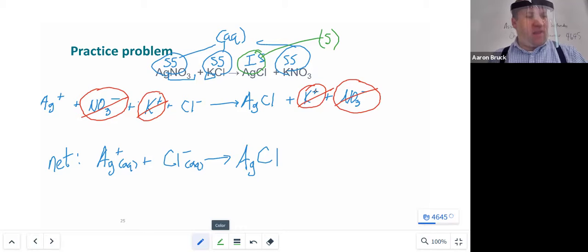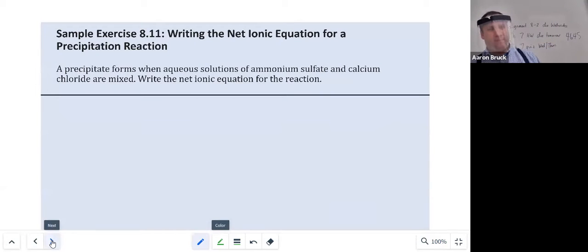All right, let's move on then. Let's try another one. Here we are told that a precipitate forms when aqueous solutions of ammonium sulfate and calcium chloride are mixed. What is the net ionic equation?